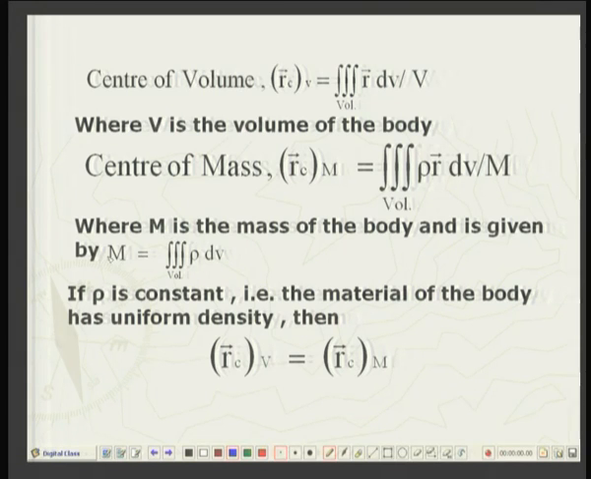The total mass, of course, is very easy to understand: rho times the infinitesimal volume integrated over the entire body. And obviously if rho is constant, that is the material is homogeneous, every point has the same density, then this rho can be taken out and you can see that the center of volume will be equal to the center of mass.